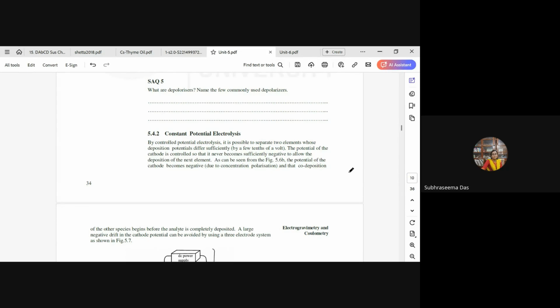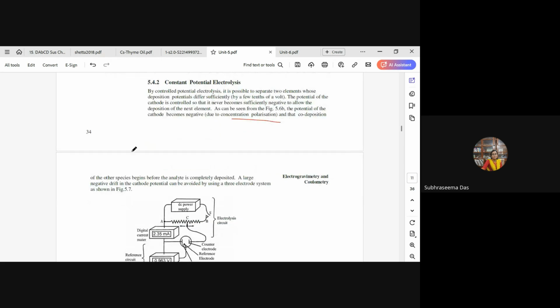Now we will talk about constant potential electrolysis. As the name implies, here the potential remains constant. By keeping the potential constant, it is possible to separate two elements whose deposition potentials differ sufficiently. So the potential of the cathode is controlled so that it never becomes sufficiently negative to allow for the deposition of the next element. As we have seen from the above figure, the potential of the cathode becomes negative due to concentration polarization, and then the co-deposition of the species begins.